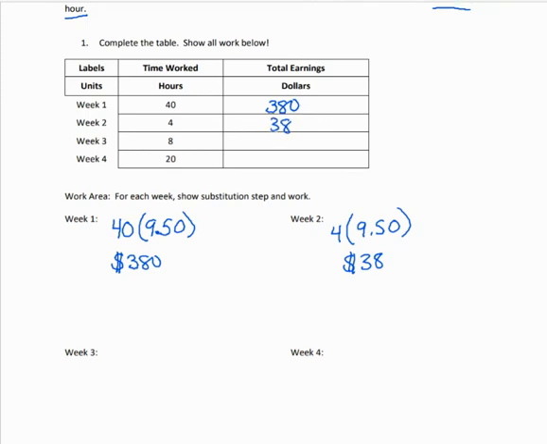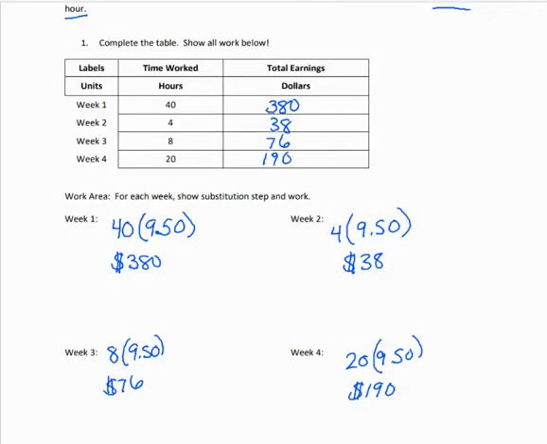For week 3, 8 hours. So we do 8 hours times $9.50. And that gives me $76. How are we doing so far? You getting the same answers? Yeah, good. And week 4, we have 20 hours times the $9.50 per hour. And that gives us $190.